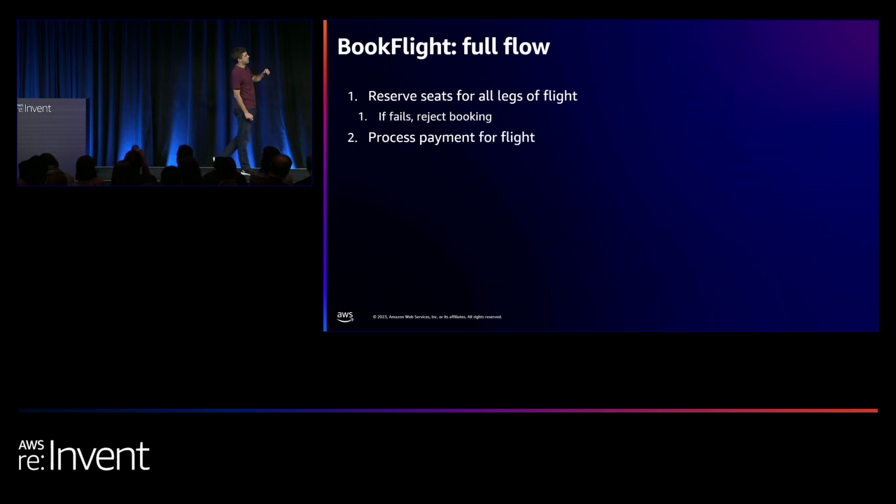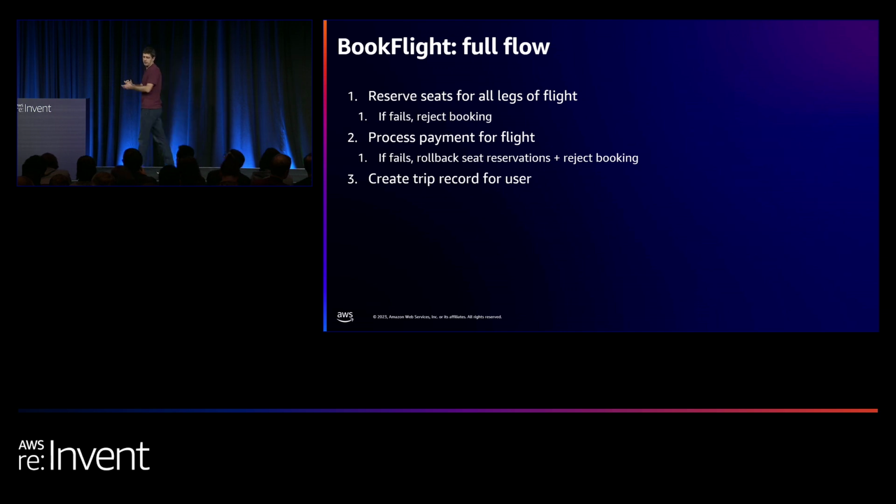Once we reserve those seats, maybe now we need to process the payment for that flight to make sure they actually are giving you a valid credit card. This is probably going to be an external system. And if this fails, we want to roll back those seat reservations. We want to reject those bookings so those seats aren't taken for a customer who does have a valid payment method. And then we want to do something else: create a trip record, credit frequent flyer points, things like that.